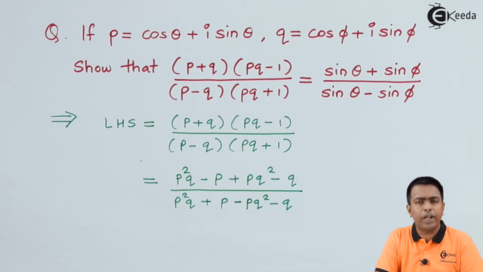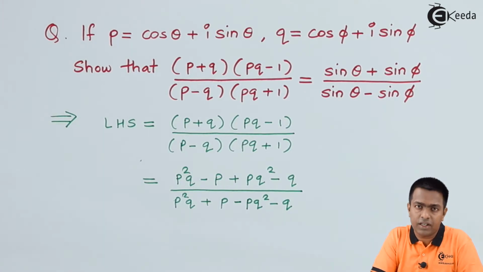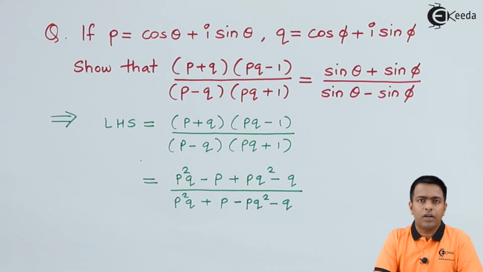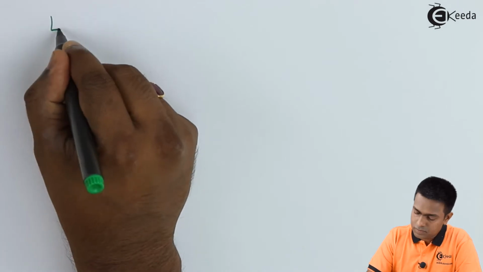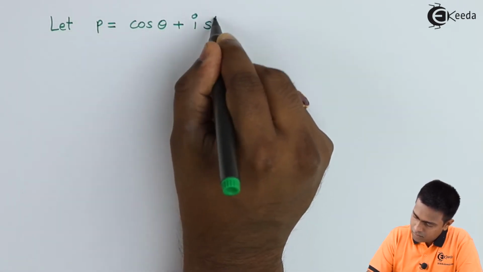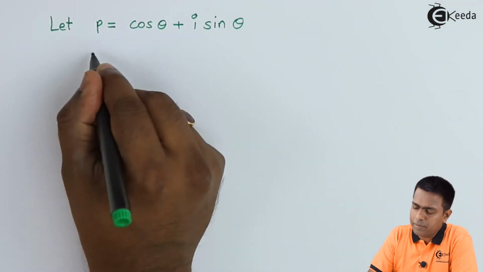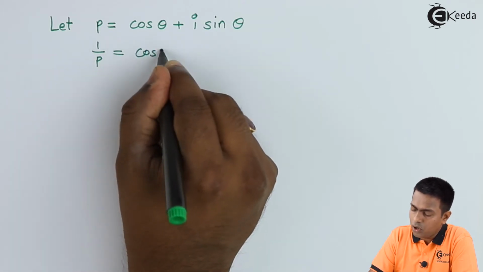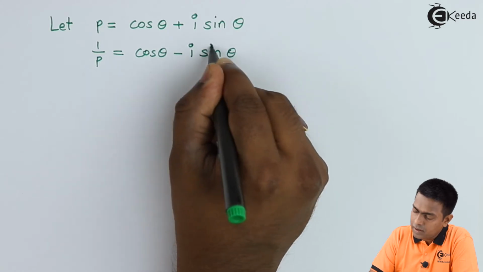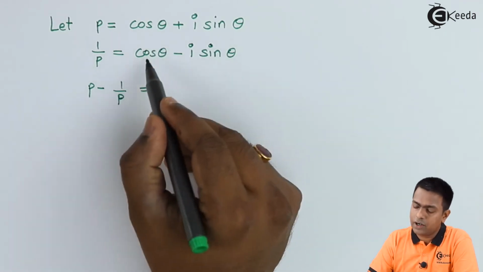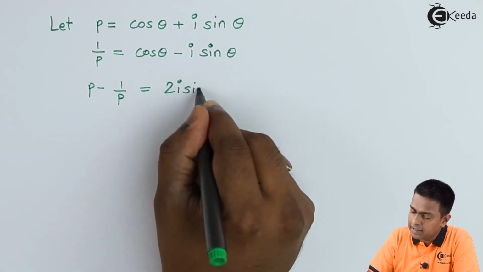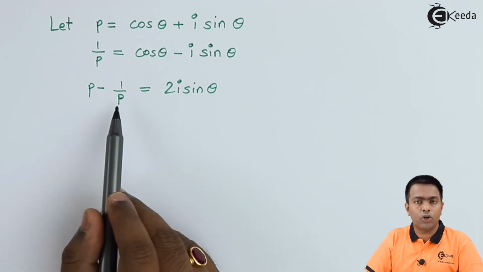Now guys, since we want these sine terms, we know one thing: whenever we subtract two complex numbers which are conjugates of each other, we can get the sine term. To understand that, we'll take this complex number P and subtract the conjugate of that complex number from it. Now the conjugate of this number is given by 1 upon P, which is cos theta minus i sin theta. Now if I subtract this 1 upon P from P, the cos and cos will cancel and we will get 2i sin theta.